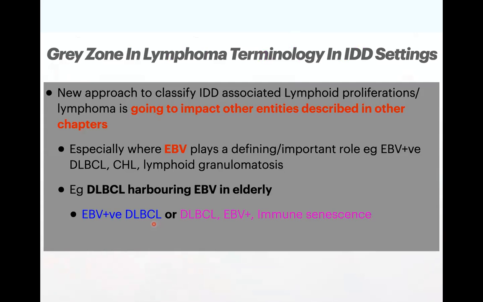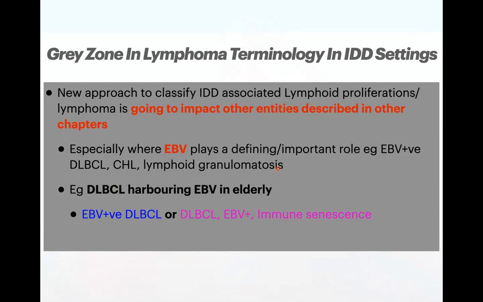But here there is a lot of gray zone in the lymphoma terminology in the immunodeficiency and dysregulation setting. So when we classify certain lymphoid proliferations and lymphomas, it is definitely going to impact the other entities that have been described in other sections. One example is given in the article itself, and one I myself actually found. I'll discuss that also. The example given in the article is that EBV plays a defining or important role in EBV positive DLBCL, classical Hodgkin's lymphoma, and lymphomatoid granulomatosis.